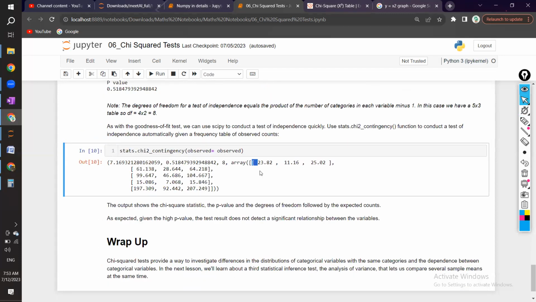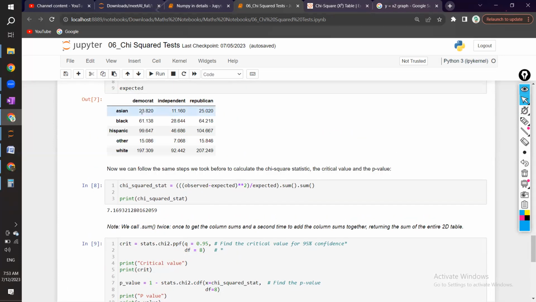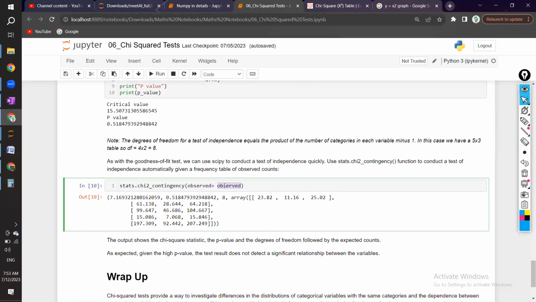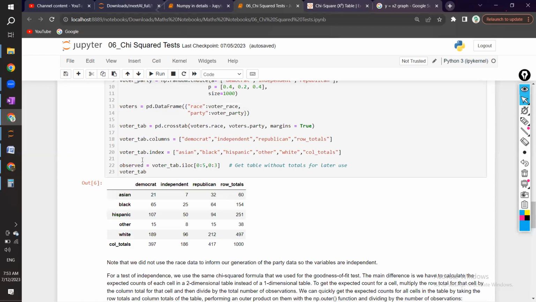And this is just the table which we got: 23.82, the expected values. So here it is better, right? If you just pass the observed values, these are my observed values, you are just passing the observed values.